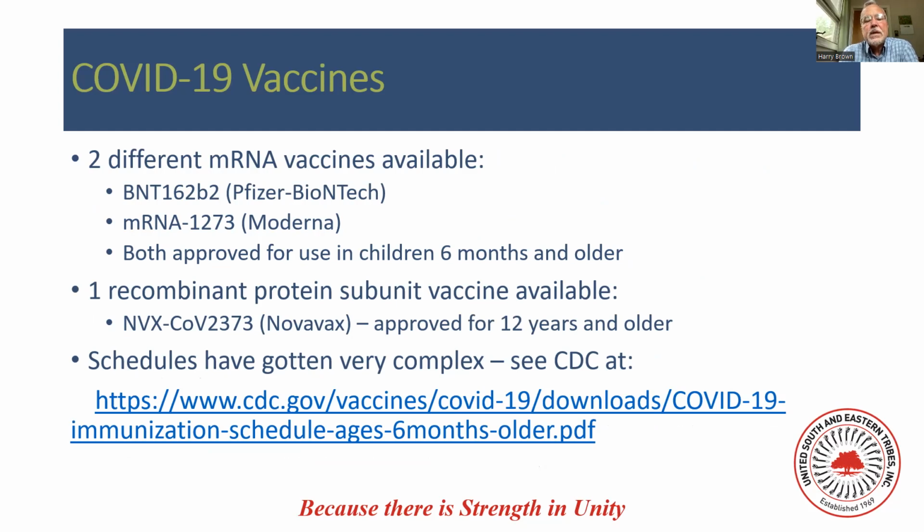There are 2 different vaccines that are approved for use in kids 6 months and older. I think you're all familiar with these. And then there's one recombinant subunit vaccine, but it's only approved for kids 12 and older. The schedules for these vaccines have become very complex. I would suggest that you go to this CDC webpage. It's got a great chart on who needs COVID vaccine and when. Next slide.